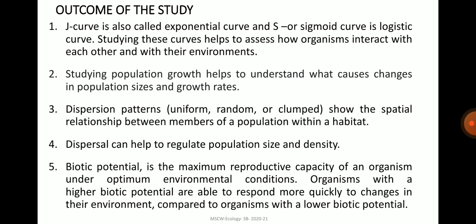Finally, the biotic potential is the maximum reproductive capacity or ability of an organism under optimum environmental conditions. Organisms with a higher biotic potential are able to respond more quickly to changes in their environment compared to organisms with a lower biotic potential.